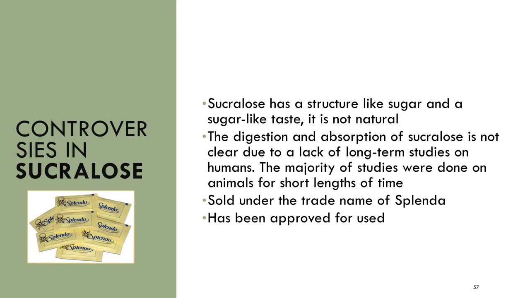Next, we talk about sucralose, which is one of the more recent sweeteners that has been quite popular. Sucralose is somehow very similar to sugar in terms of chemical structure, and basically it has a taste very close to sugar. But it's not natural. It's totally artificial. The digestion and absorption of sucralose is not very well studied at this moment, and most of the studies on digestion and absorption were done on animals over a short period of time. Nowadays, sucralose is sold under the trade name Splenda and has been approved for use. So this is one of the newer artificial sweeteners.